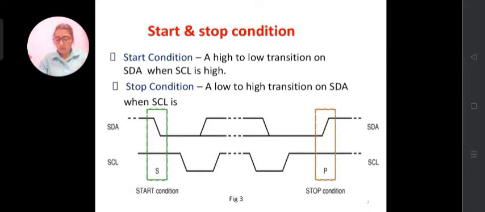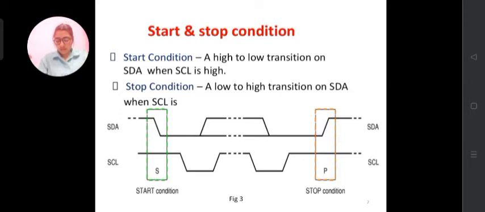Start condition. The SDA line switches from a high voltage level to a low voltage level before the SCL line switches from high to low. We can see from the figure, when the SDA line is high and SDA is switching from high to low while SCL is high, then it is called the start condition.